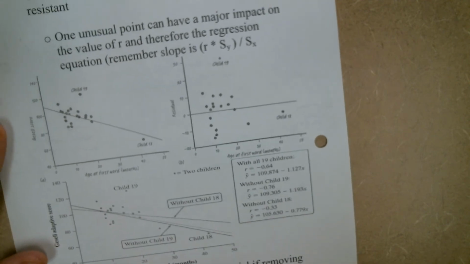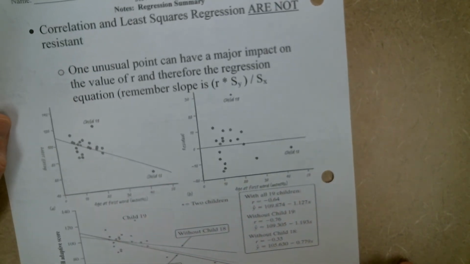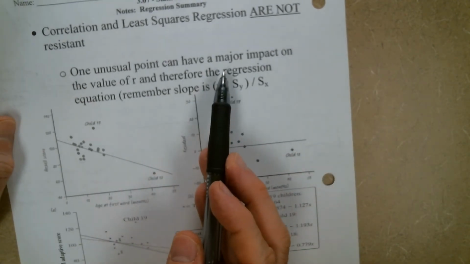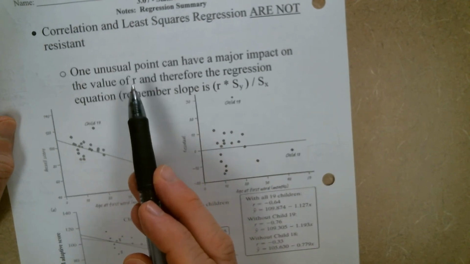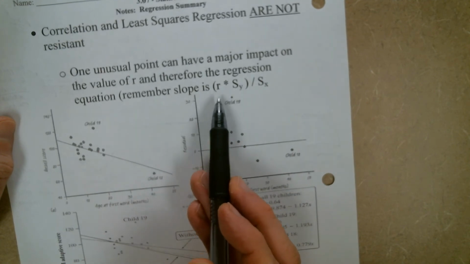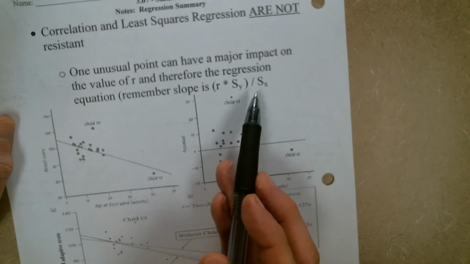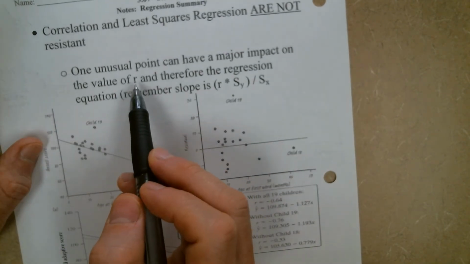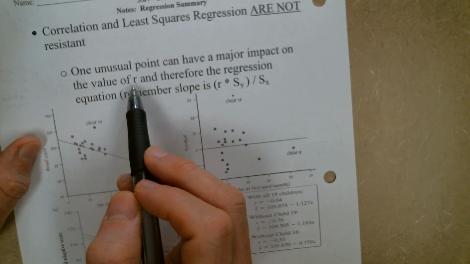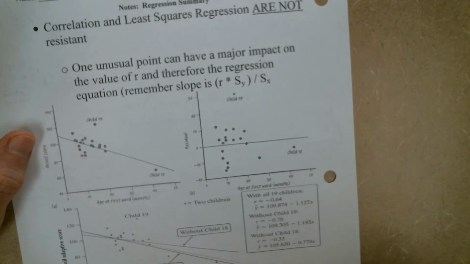Correlation and least squares regressions are not resistant. All right. So one unusual point can have a major impact on the value of R and therefore the regression equation. Because remember, the regression equation uses R. The slope is R times SY over SX. So if one unusual point can have a large impact on R, which we saw with our correlation values, it can also impact the regression.